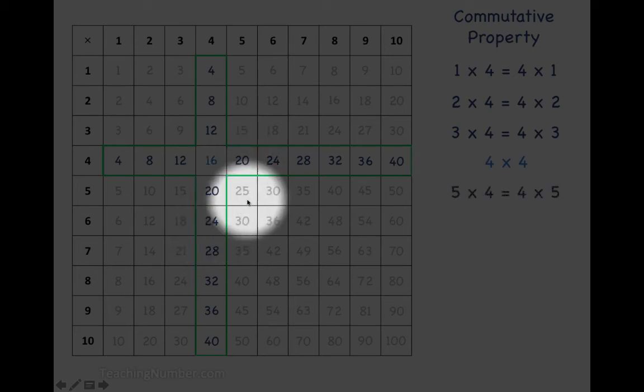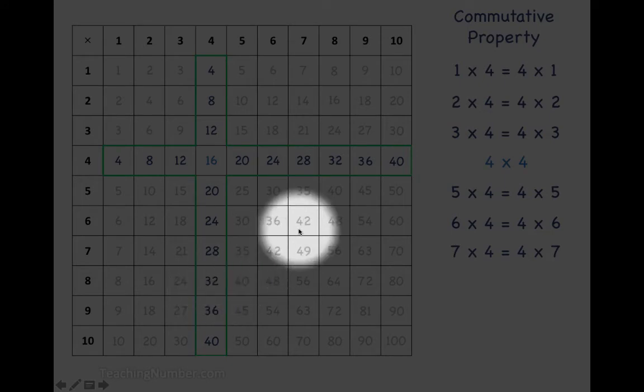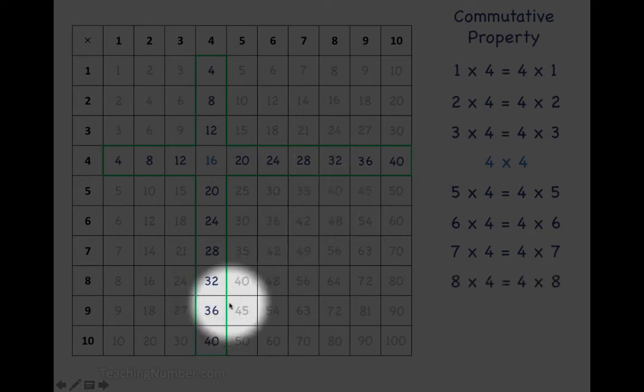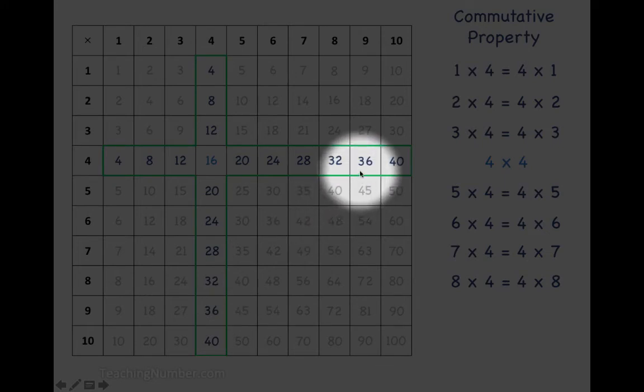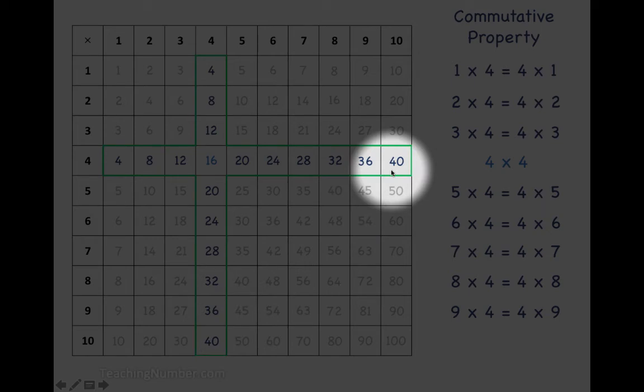6 4s or 4 6s make 24. 7 4s or 4 7s make 28. 8 4s or 4 8s make 32. 9 4s or 4 9s make 36. And 10 4s or 4 10s make 40.